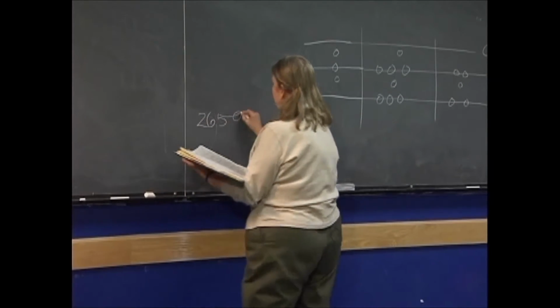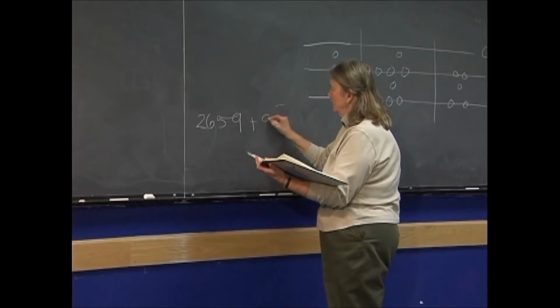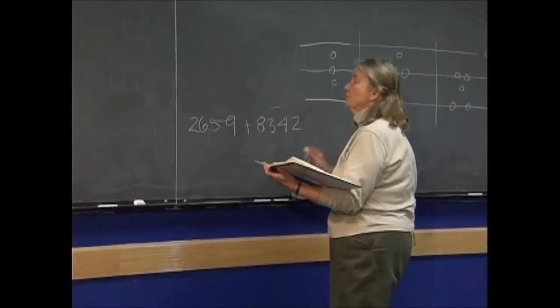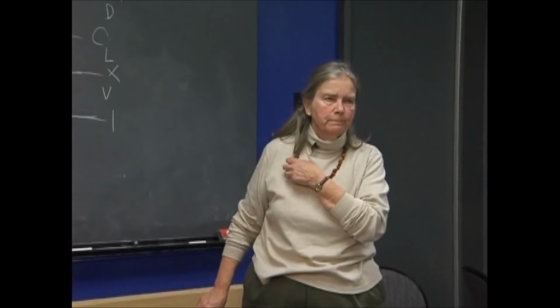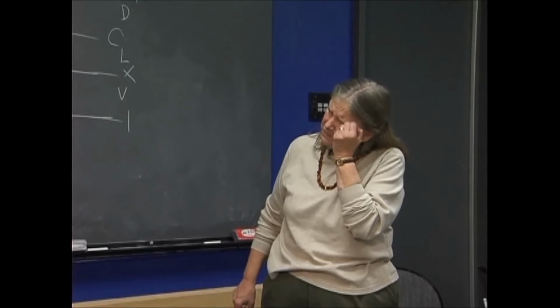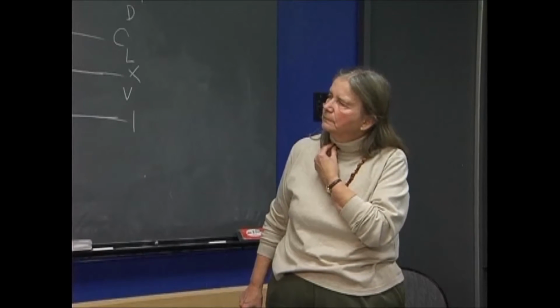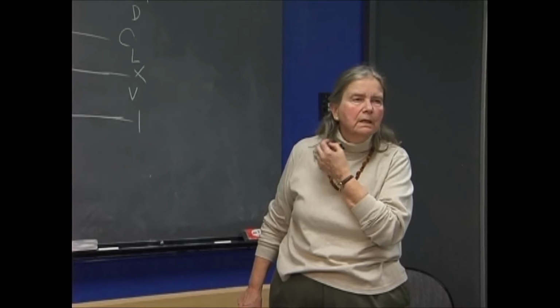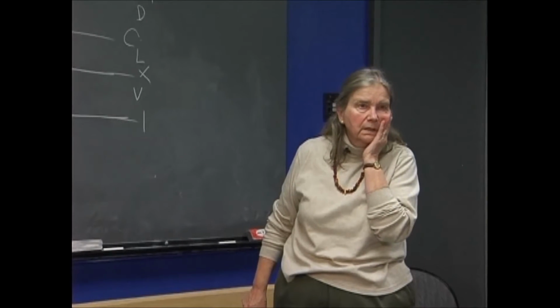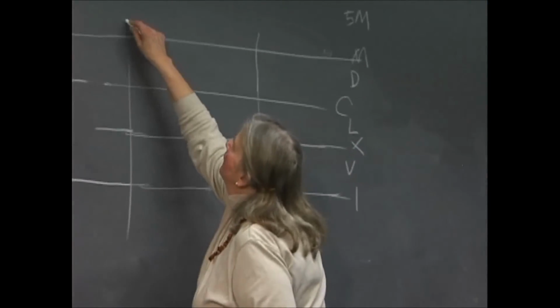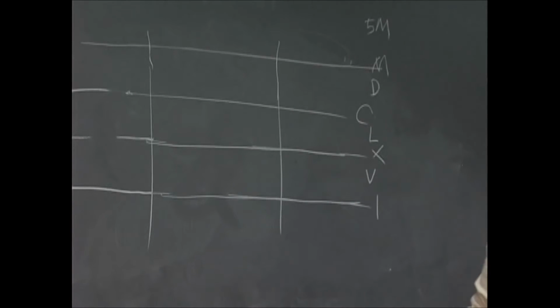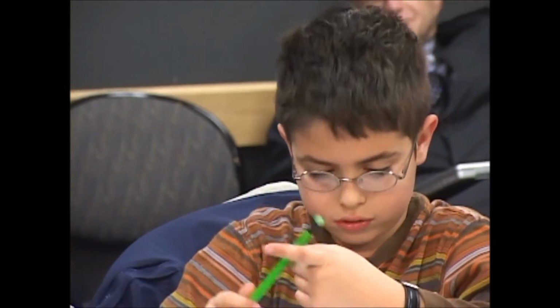Okay, the first problem that Recorde gives in his book is add 2,659 and 8,342. Can we write this in pebbles? Yes. What's the biggest thing we've got there? 8,000. Okay, 8,000. How can we do 8,000? 1 five-thousand M and 3 M's.